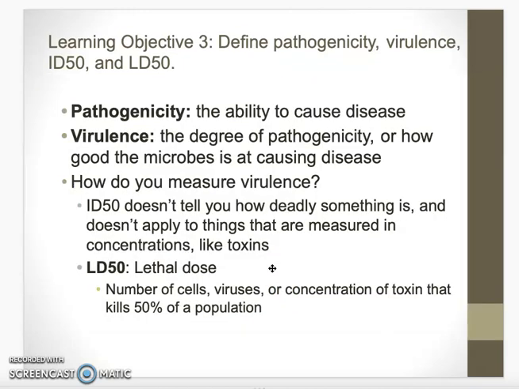So then let's talk about the other one, LD50. This is what we call a lethal dose. The ID50 tells you about how much it takes to cause infection, but not how deadly it is. And it also doesn't work well for things like chemicals or toxins that are measured in concentration and not in numbers of cells you can count. So that's when we use LD50. LD stands for lethal dose. 50 stands for 50% of a population. So the LD50 is the amount of something that it takes to kill half of a population. So that gives you kind of an average response.